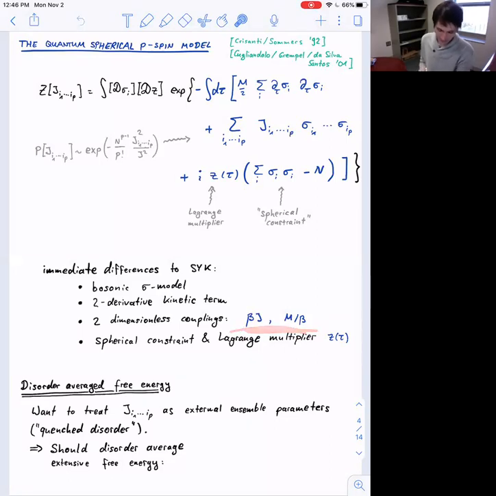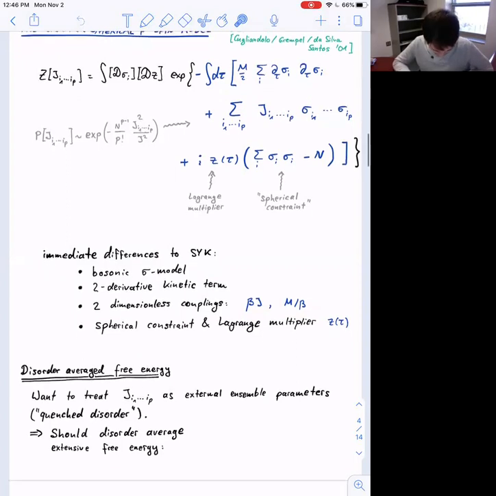One other important fact is that there are two couplings here. In SYK, the only dimensionless coupling was beta J. In this model, we have beta J and we have m over beta, which is like a dimensionless temperature, where m was this parameter in front of the kinetic term. Okay, so that's the model I'm going to study.